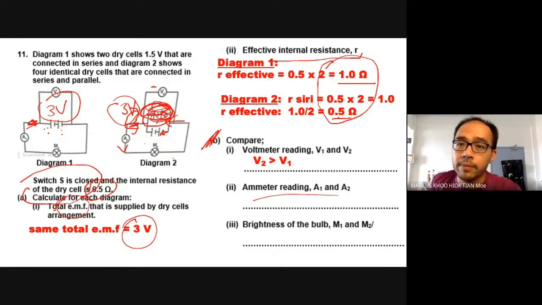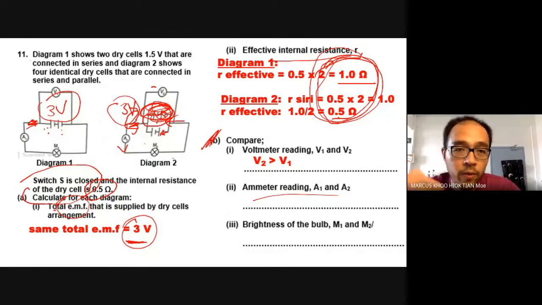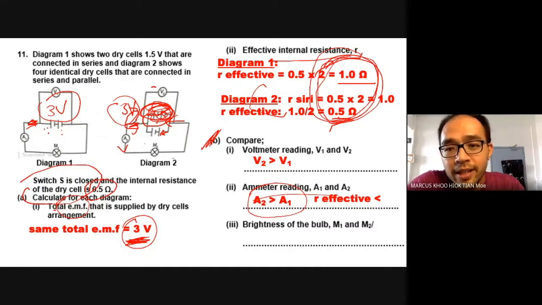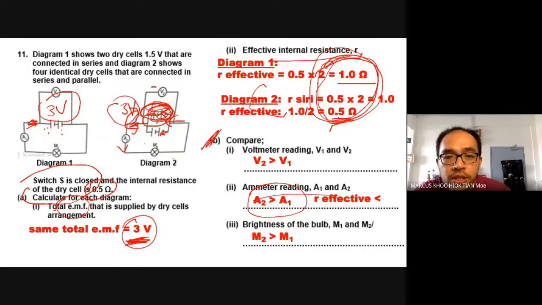Ammeter and the brightness of the bulb. So diagram 2 is bigger than diagram 1 for current flow. According to this, yes, it's correct, because the effective resistance of diagram 2 is smaller and the EMF is the same, which is what we were talking about just now. All right, brightness of the bulb. Since A2 is bigger than A1, this is the last one. Who will have a bigger brightness, M1 or M2? M2. Okay, thank you for answering. M2 is bigger than M1.